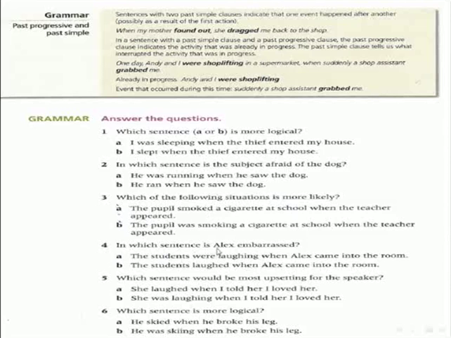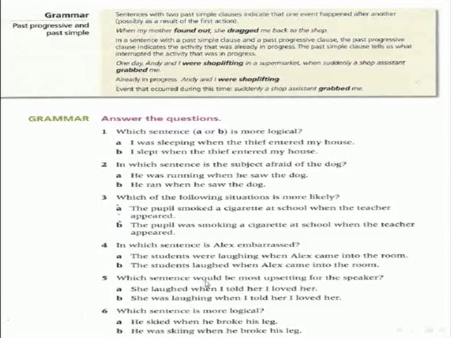4. In which sentence is Alex embarrassed? Is it A or B? A. The students were laughing when Alex came into the room. Or B. The students laughed when Alex came into the room. In which one here is Alex embarrassed, very shy? Actually B. The students laughed the time when Alex came into the room. It means he came first and then they started laughing.